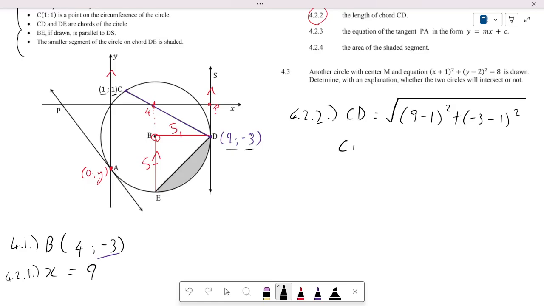Then CD is equal to the root of 9 minus 1 all squared, so that's 8 squared, which is equal to 72, plus -3 minus 1, which is -4, all squared, which is positive 16. So then we have the root of 72 plus 16, which is equal to 88.